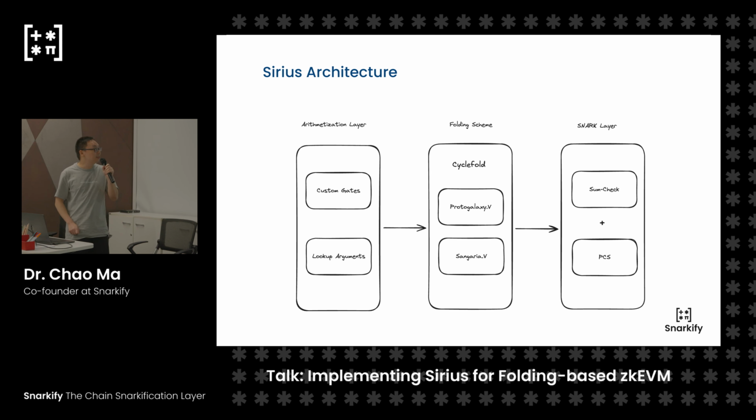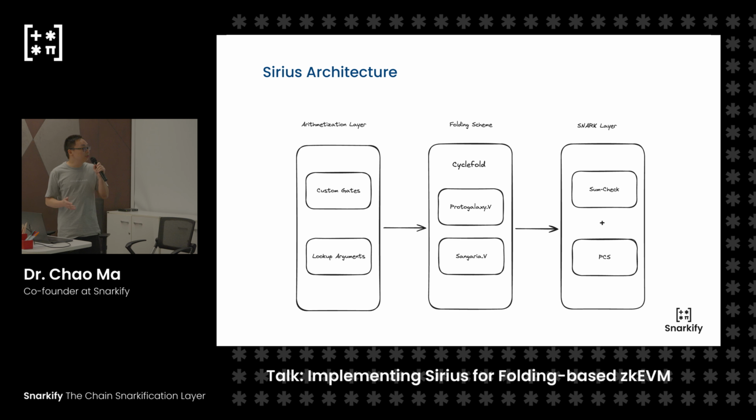The architecture of Sirius consists of three layers: the front layer, the middle layer, and the backend layer. The front layer we also call the arithmetic layer. Because we are folding Halo 2 circuits, the user will have a Halo 2 circuit to be folded, which usually consists of two parts: it defines the custom gates as well as a bunch of lookup arguments. The front layer is responsible for converting the custom gates and the lookup arguments into some intermediate representation, which can be folded by the middle layer.